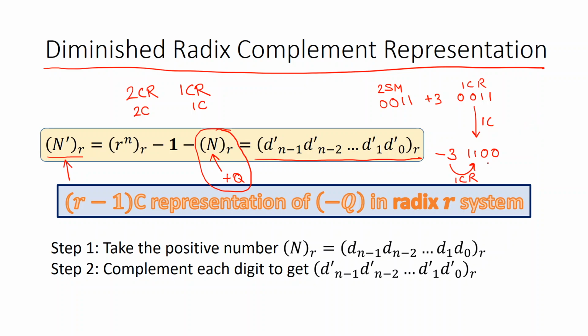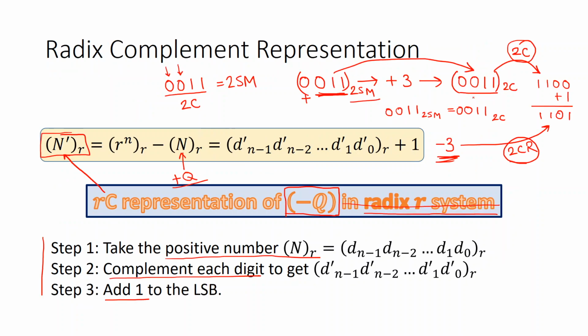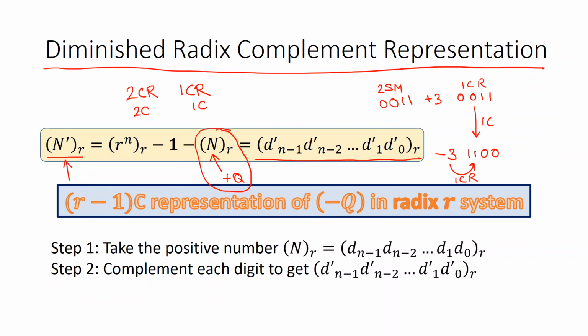Just note the fact that the 1's complement representation of the negative number is 1 less than the 2's complement representation of the same negative number, whereas the positive numbers remain the same. So this is the difference. Look here: minus 3's 2's complement representation is 1101, plus 3 is 0011. Here minus 3 is 1100, and plus 3 is still 0011. That is the thing.